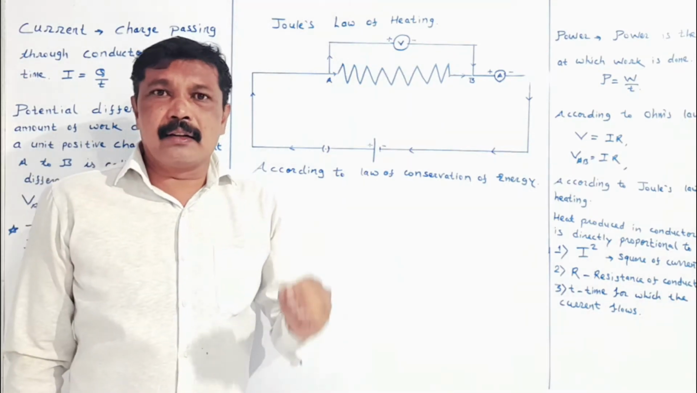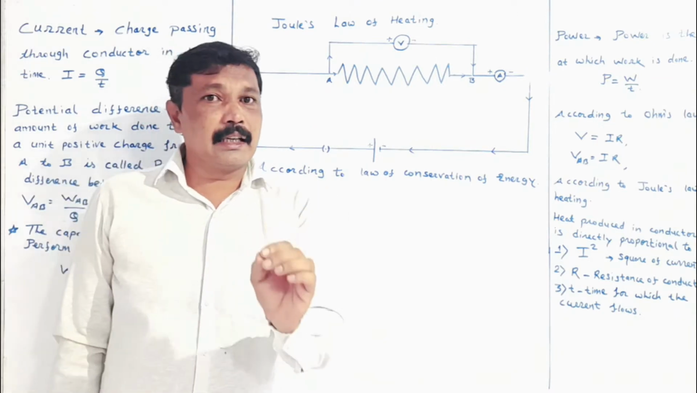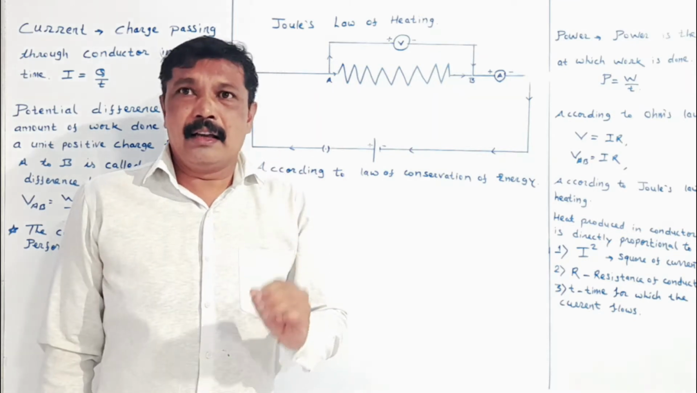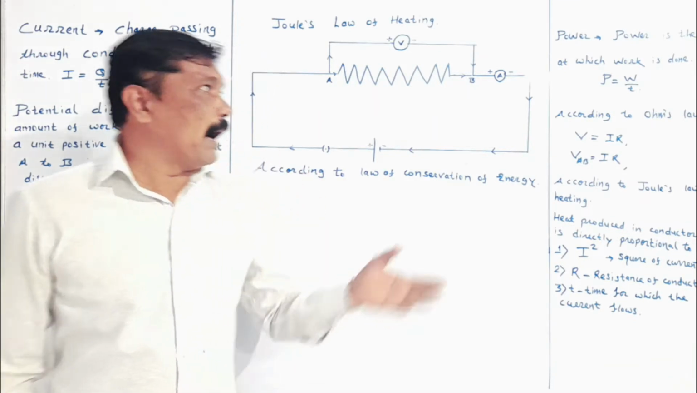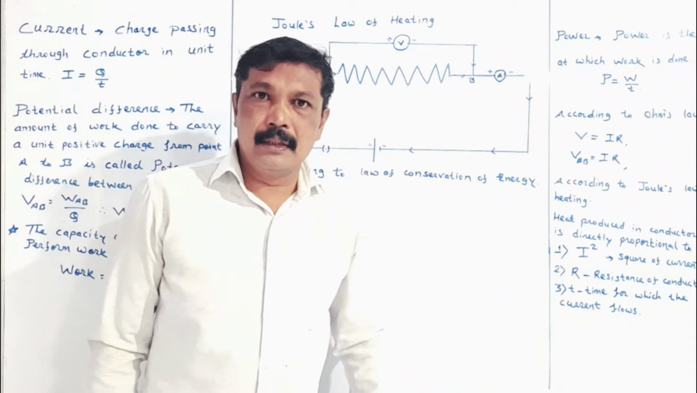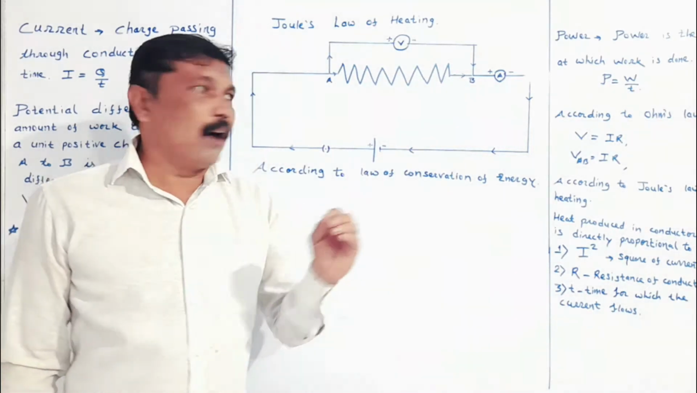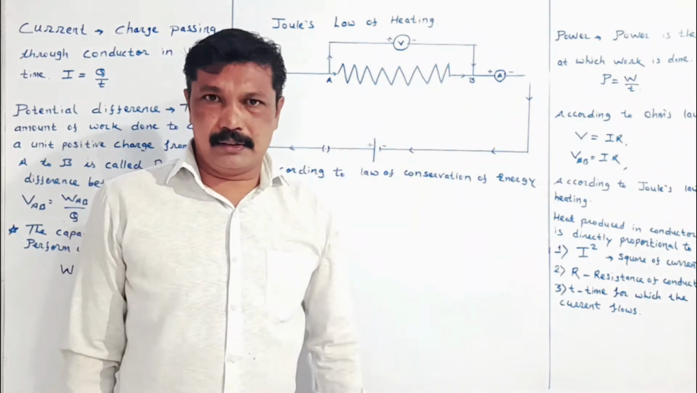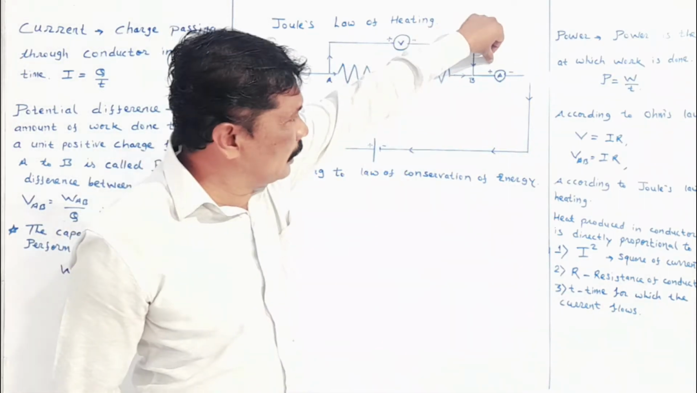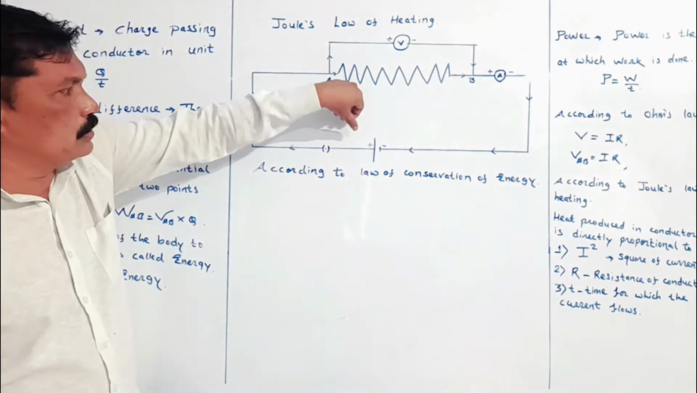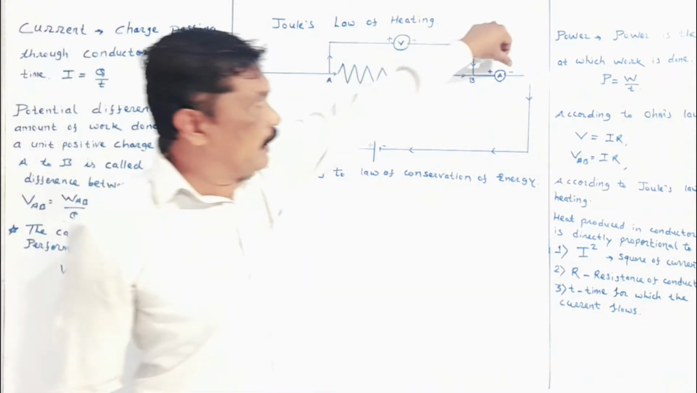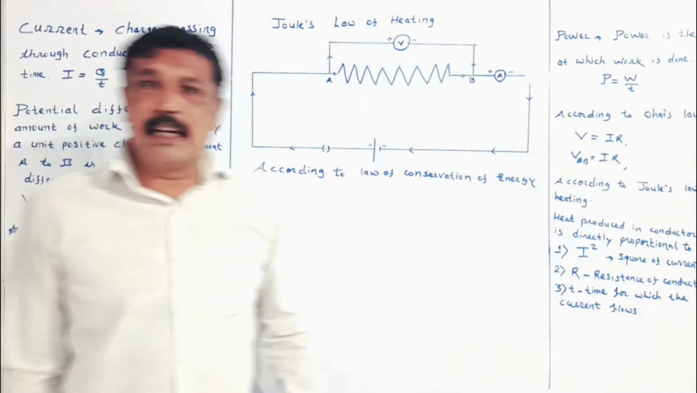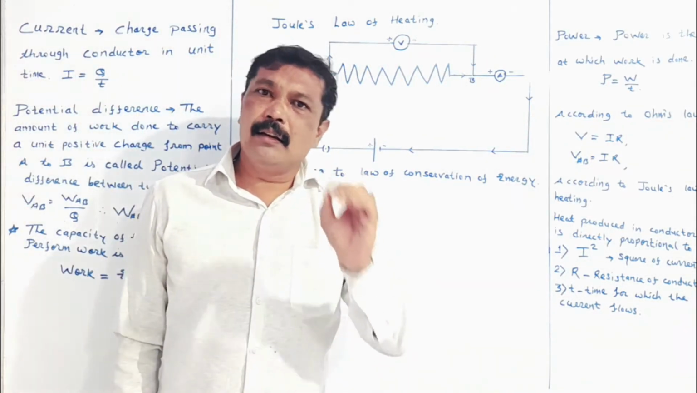When a potential difference is connected in the conducting wire, there is flow of current and the current is measured by the ammeter. I have correctly connected the ammeter in series. The positive terminal of the ammeter and the positive terminal of the cell, the negative terminal of the ammeter and the negative terminal of the cell are correctly marked.